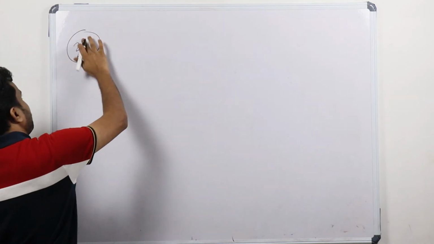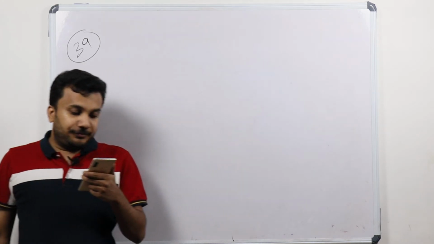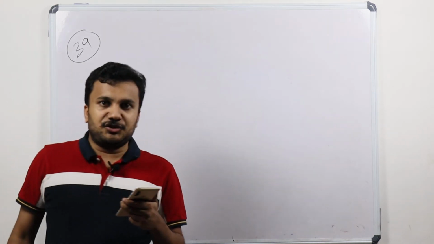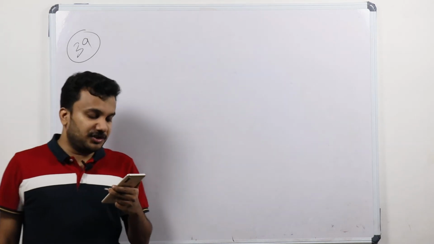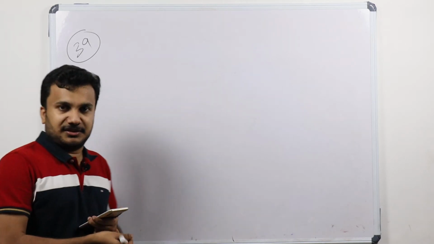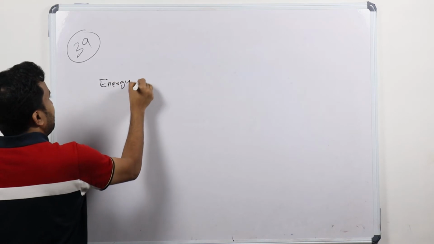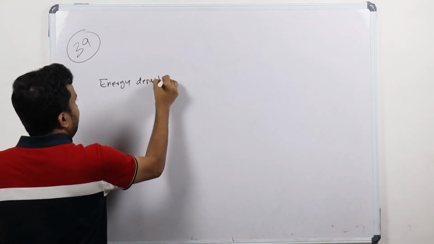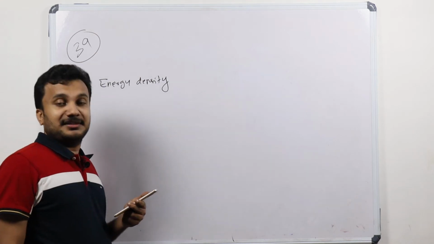Okay, 39. Which of the following five physical quantities I have given, which of them will have the same dimension? By looking at the options itself, I can say energy density and Young's modulus. That is the answer. Okay, I am saying this because of my experience, I have seen all these things multiple times.